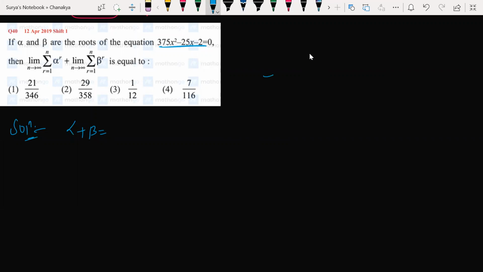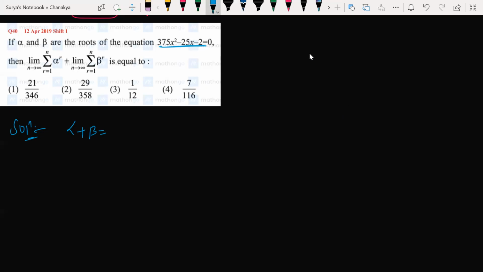Some children, what they do is write minus b by a or simply b by a. Sum of the roots, minus b by a, they will not write. They will write b by a. Yes, they know that, but in exam they will get confused and they'll write b by a. That becomes wrong. For product of the roots they'll write minus c by a. That becomes wrong. It is c by a, beta, while sum is minus b by a. You have to keep in mind accurately where you have to keep minus and where you shouldn't keep minus.